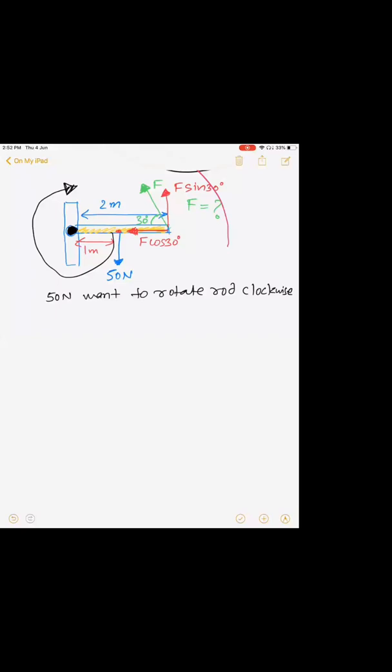Let's find the clockwise torque: force into perpendicular distance, that is 1 meter. So we got 50 Newton meter. Any doubt in this? Okay, suppose this is equation 1. Now let's find the anti-clockwise torque. Anti-clockwise torque is due to F sin 30 only. Do you agree? F sin 30 into perpendicular distance, which is 2. This is equation 2.